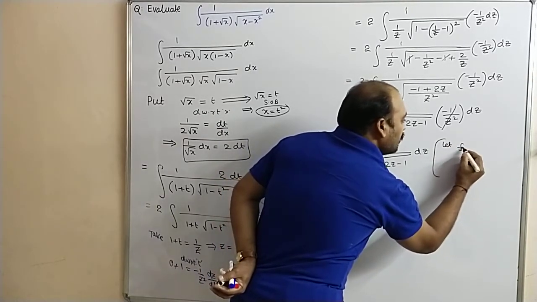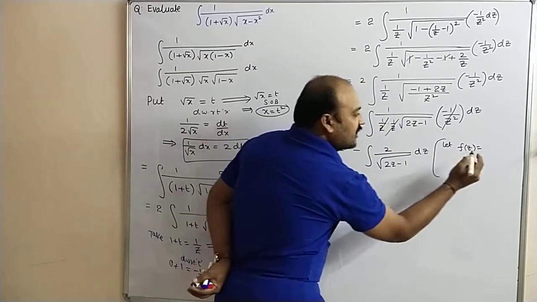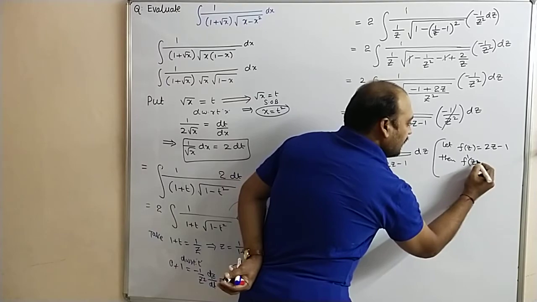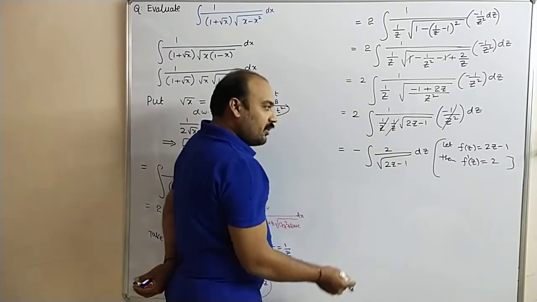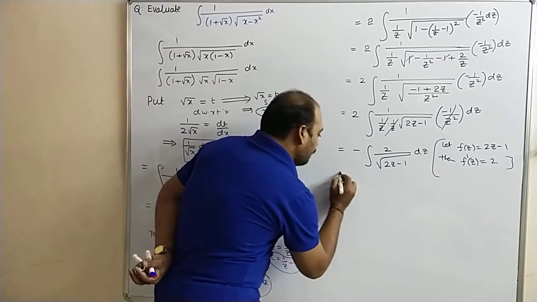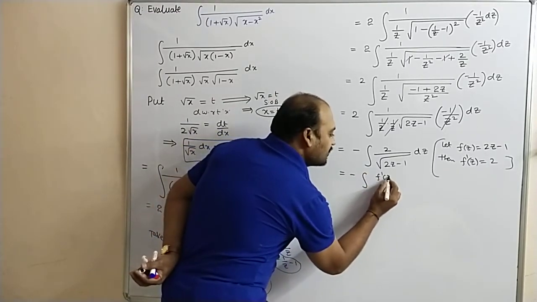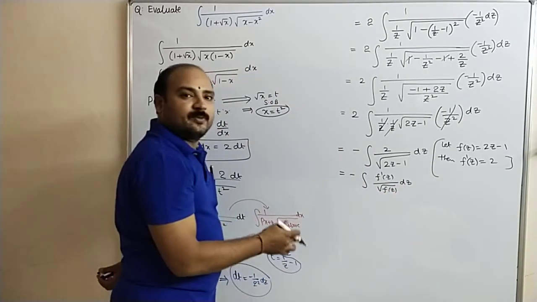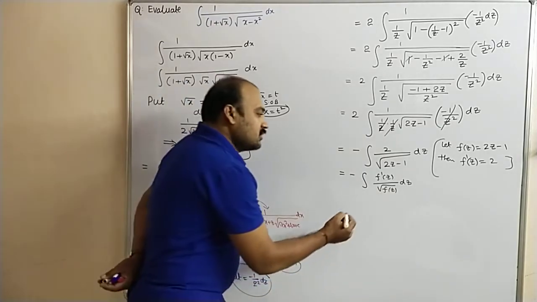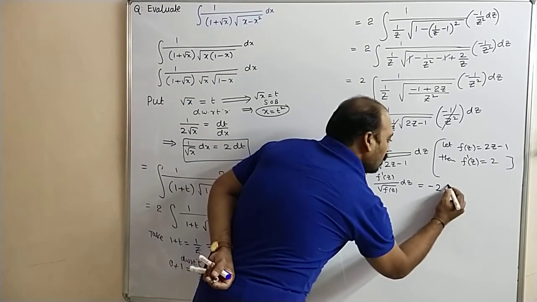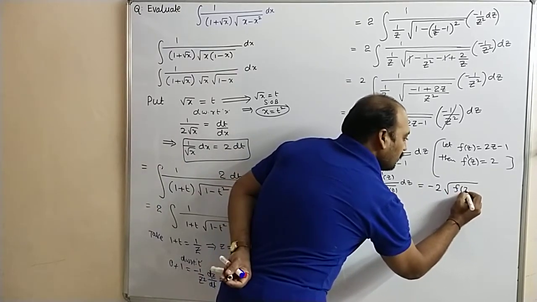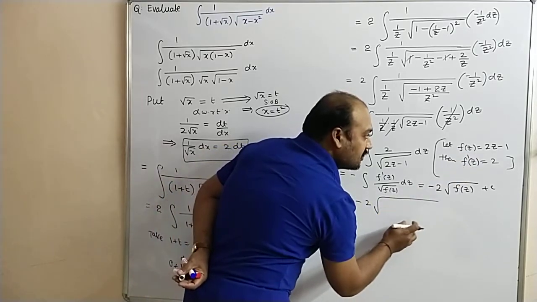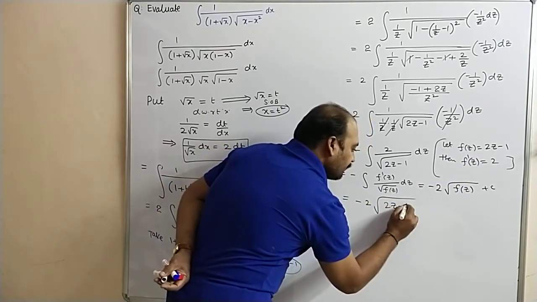Let f of z is equal to 2z minus 1, then f dash of z is equal to 2. So now it is going to get in the form of minus integral f dash of z divided by root f of z. We know that formula, integral f dash of x by root f of x dx is 2 root f of x. So now which is equal to minus 2 root f of z plus c, that is equal to minus 2 into root f of z, which is 2z minus 1, plus c.